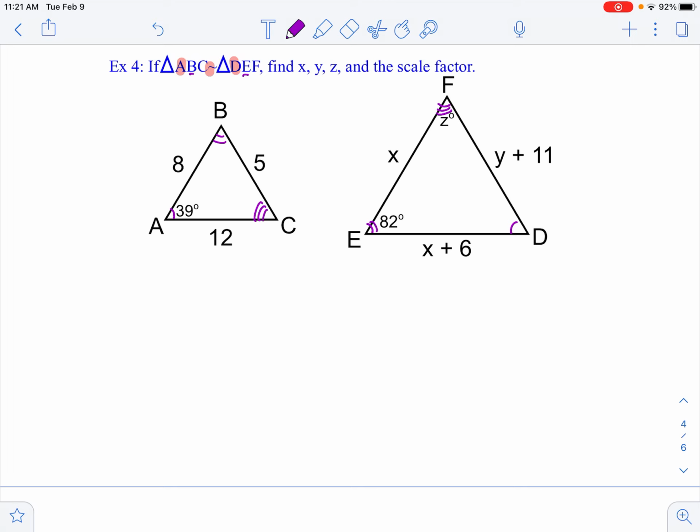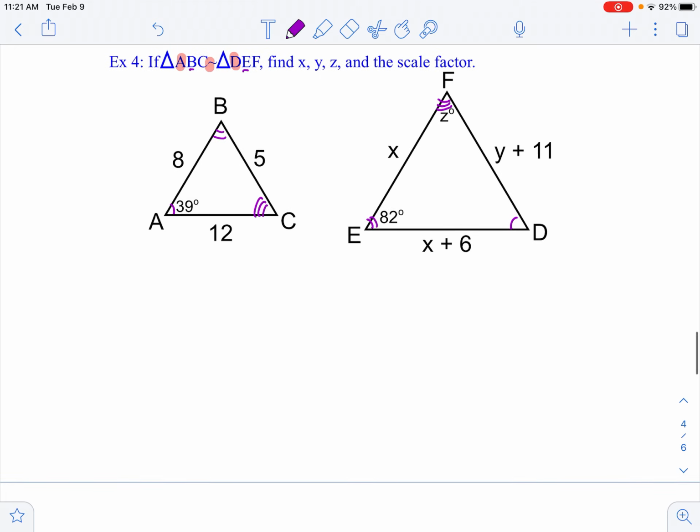Okay, so let's solve for x, y, and z. I'm going to start by solving for z because I want my angles for help here. So if you look at z, I'm not going to use a proportion because you're not going to use a proportion to solve for angles. You're going to use a proportion to solve for sides. Z is the same thing as this angle right here, which is blank. So I can't just tell by looking at it.